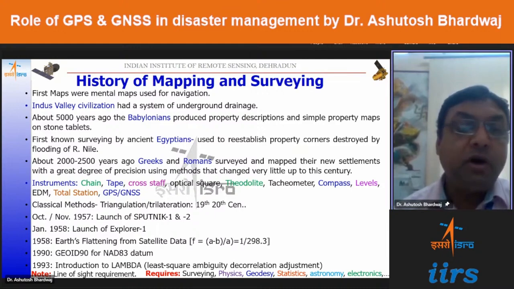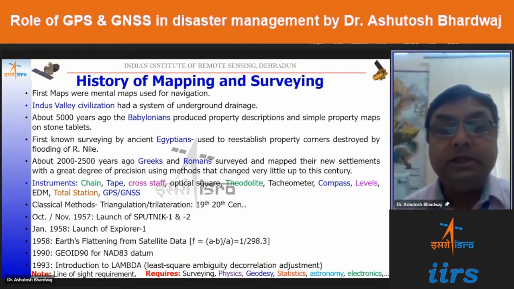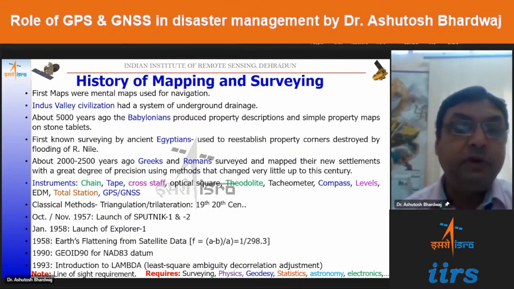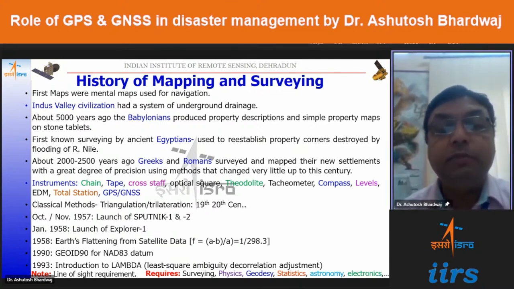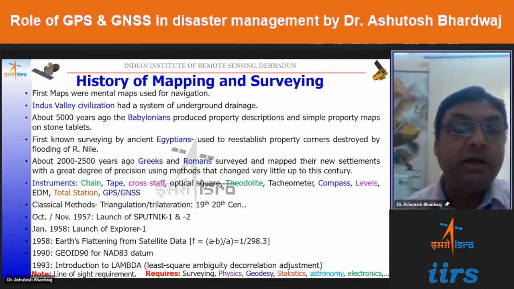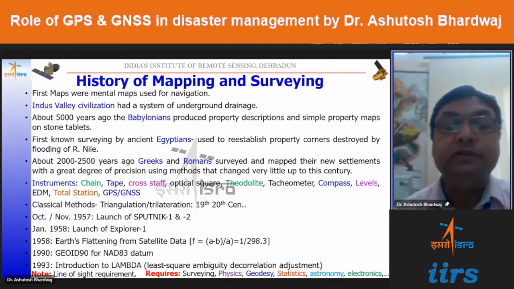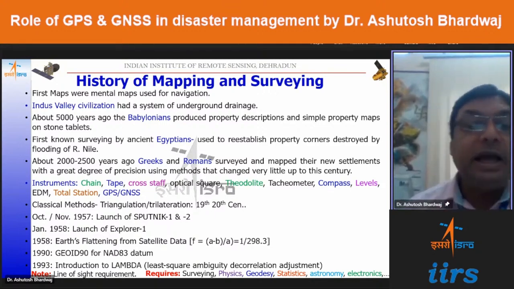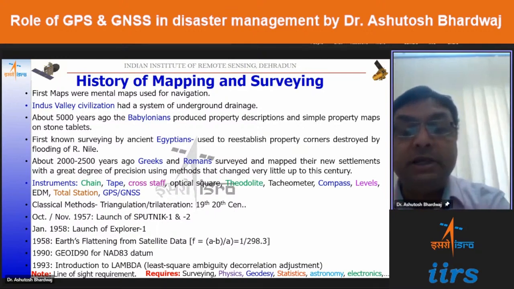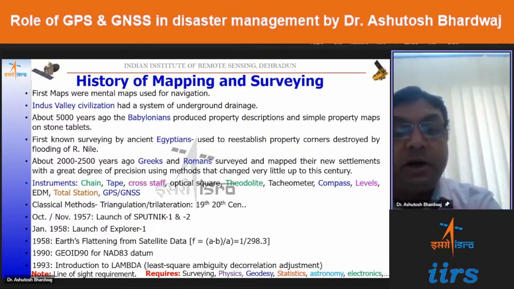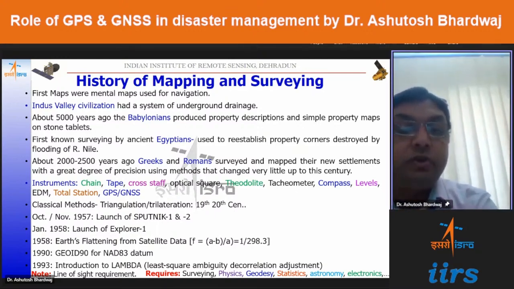Now, we have talked about so many instruments which were developed in the surveying field, but GPS stands in a different queue. Why? Because all the equipment developed earlier required a clear line of sight between any two points being surveyed. GPS is the only equipment which does not require a clear line of sight while we do the survey.